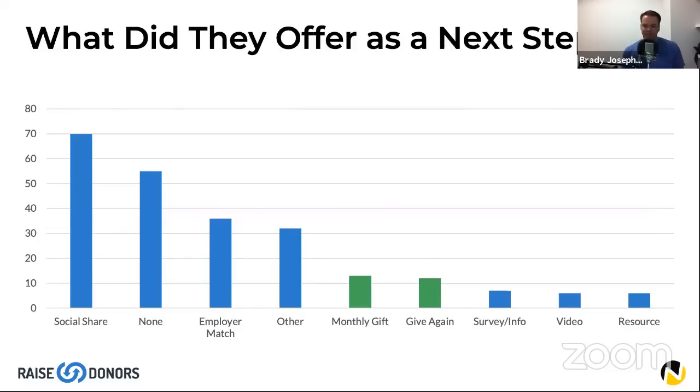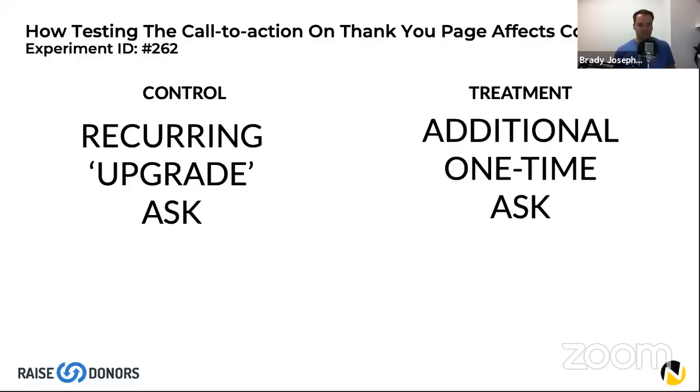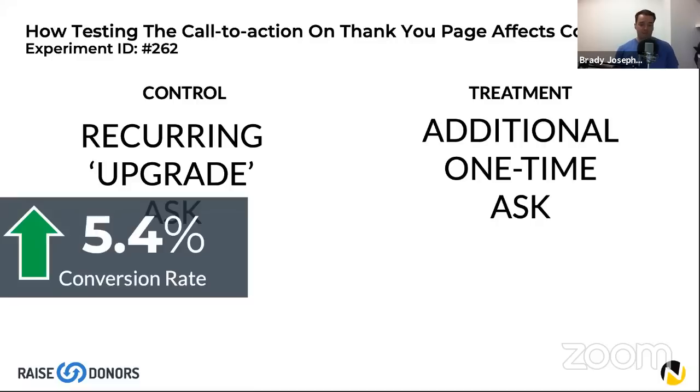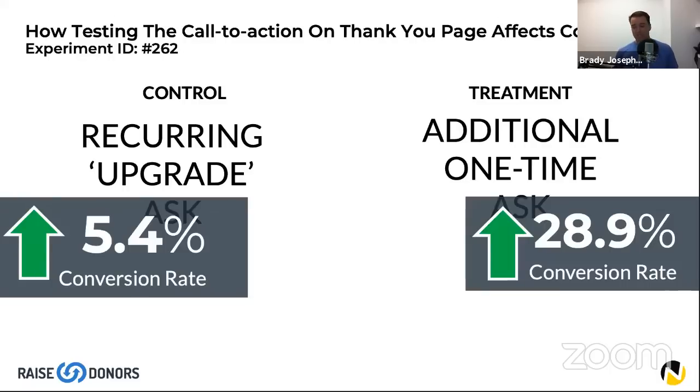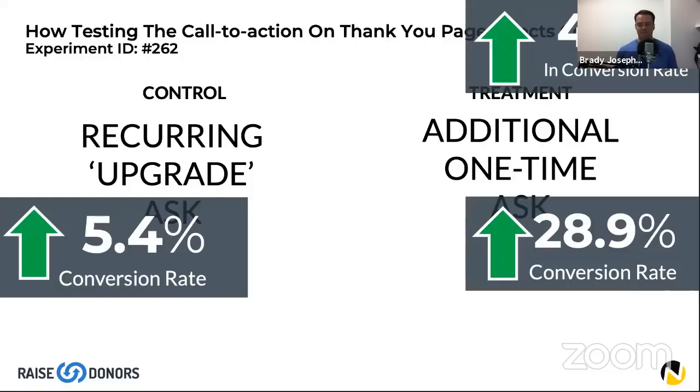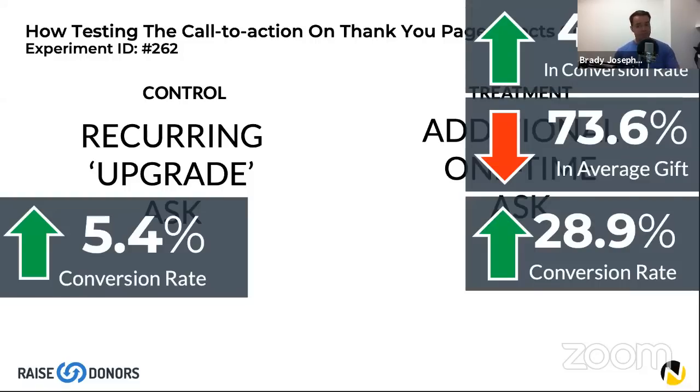And something that we're still not seeing a ton of is an immediate upgrade or a give again. Now, this may be counterintuitive because they just gave, but it is something we've seen some success with. So in this experiment on the left, the option was turn into a recurring donor or immediately upgrade versus make an additional one-time gift to a different part of the organization, a different fund. What they saw was a 5% conversion rate immediately to recurring donors right after they made a one-time gift. It may be more surprising, almost a 29% conversion rate to make a second one-time gift. So that's a 493% difference in conversion rate, but obviously a big difference in average gift.